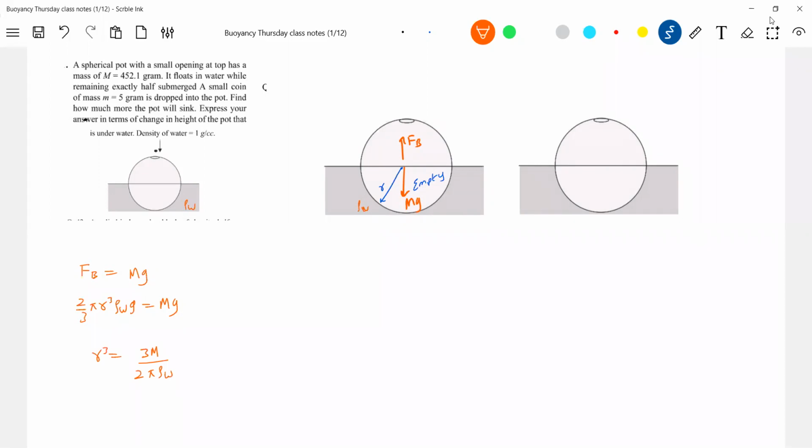Everything in grams only you put it because everything is available. So with this, what happened? We'll get the expression for radius. Okay, afterwards. A small coin of mass 5 gram is dropped into the pot. Find how much more the pot will sink. Change in height of the pot, it will sink that one.